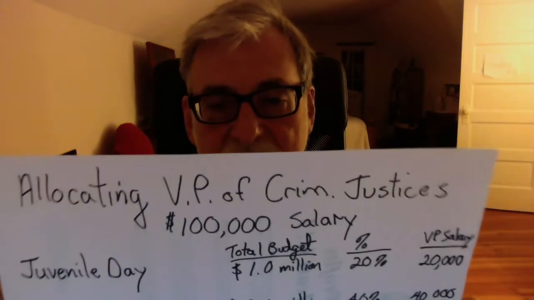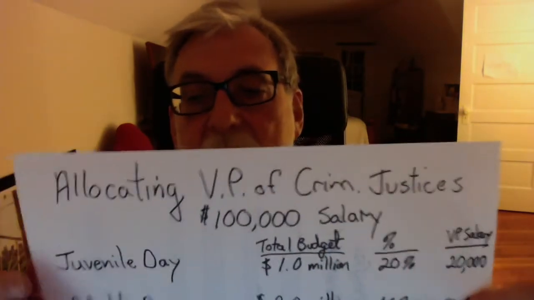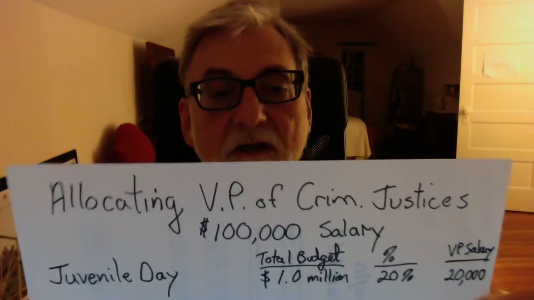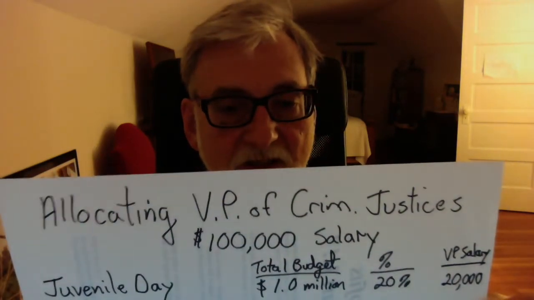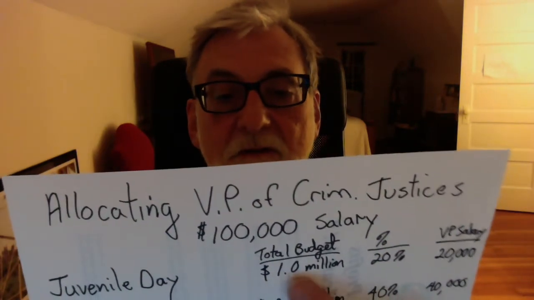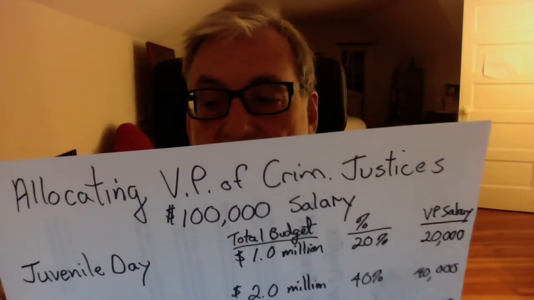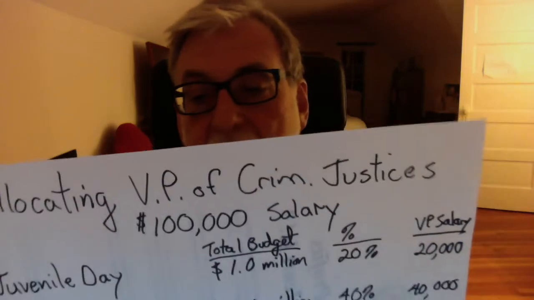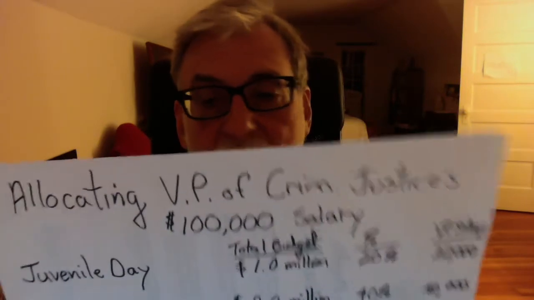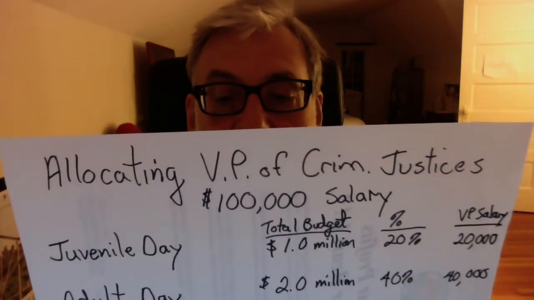One way to do it is to just think about what are the total dollar amounts of the budgets of these 3 programs that the VP is in charge of, without his actual salary yet allocated. And you can see here, just hypothetically, the Juvenile Justice Program is a $1 million contract. The Adult Day Program is a $2 million contract. And the Juvenile Residential Program is again another $2 million contract. So in total, the Vice President is responsible for $5 million worth of programming.